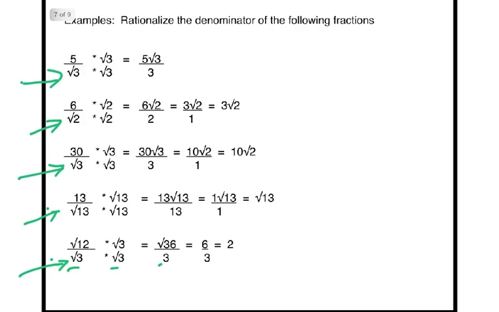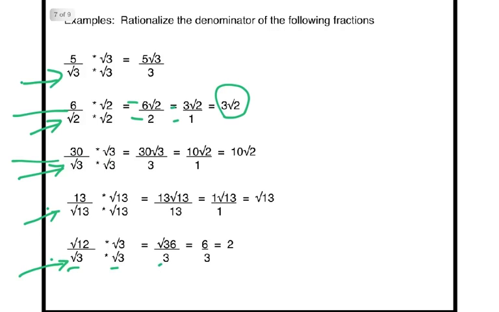For instance, let's take a look at this example. 6 over root 2, you multiply root 2 on top and bottom, and on top you have 6 root 2, and on bottom you have 2. Well, the 2 and the 6 simplify to become 3 and 1. So your final answer is simply 3 root 2.